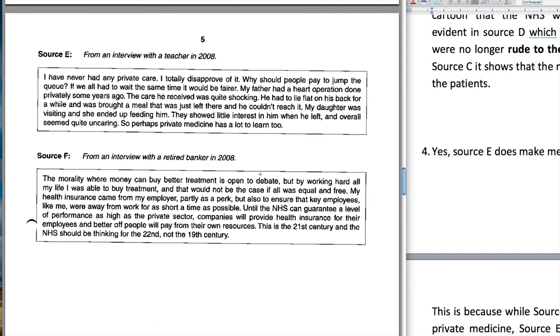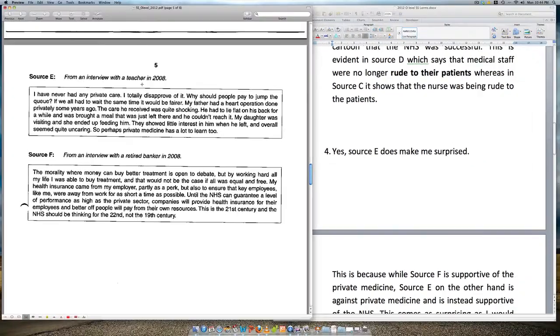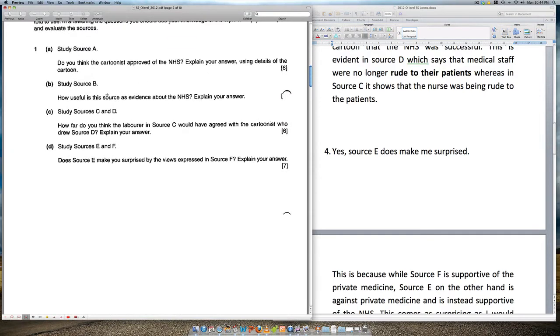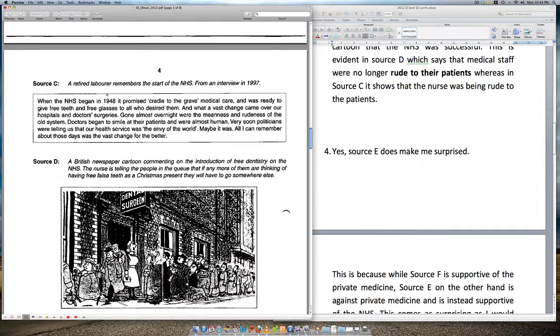Source F, on the other hand, is a retired banker in 2008 who's basically telling you about his good experience with private healthcare. Obviously, he has a much better experience than the teacher's father. Alright, now, when a source asks you, are you surprised? Remember that I told you to say, oh, you're not surprised because there are two different viewpoints. Obviously, they have two different points of view.